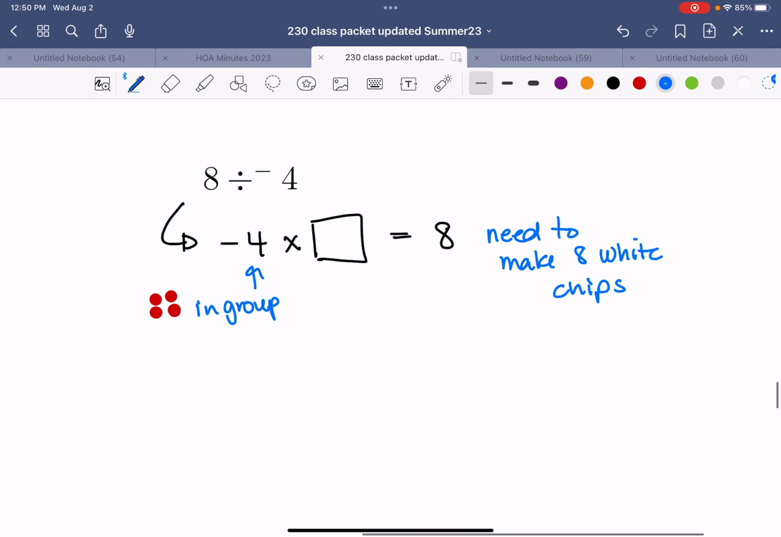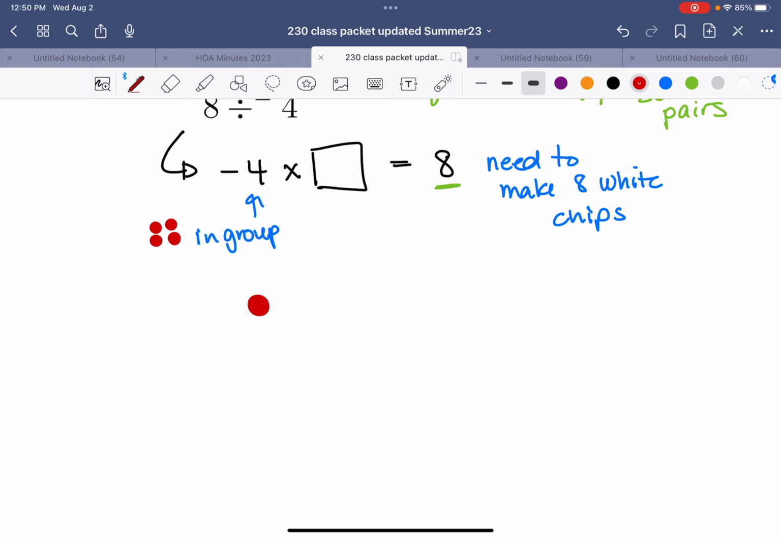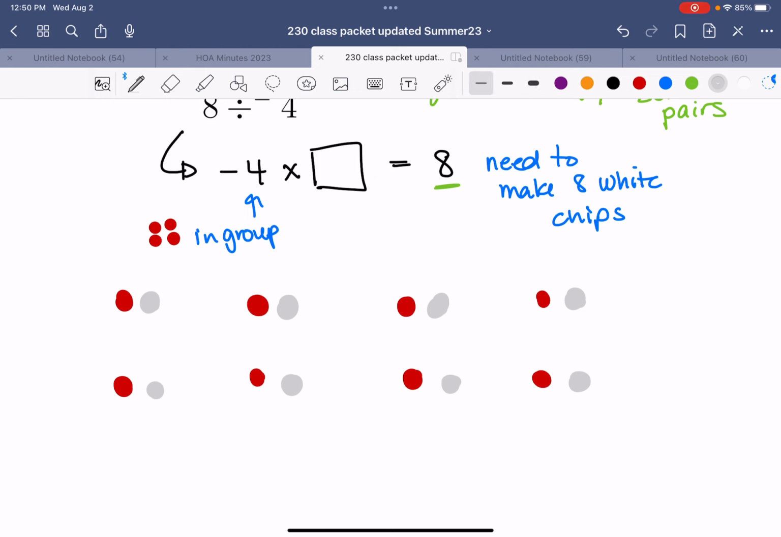So when your signs are different, the first thing I'm thinking is that I start with 0 pairs. And how many 0 pairs do I start with? Well, I need 8 white chips, so I'm going to start with 8 0 pairs. That way, if I take away the red chips, I'll have the white ones I need. So we're going to go ahead and start with 8 0 pairs. So 1, 2, 3, 4, 5, 6, 7, 8. And the corresponding white ones so that I have my 0 pairs.